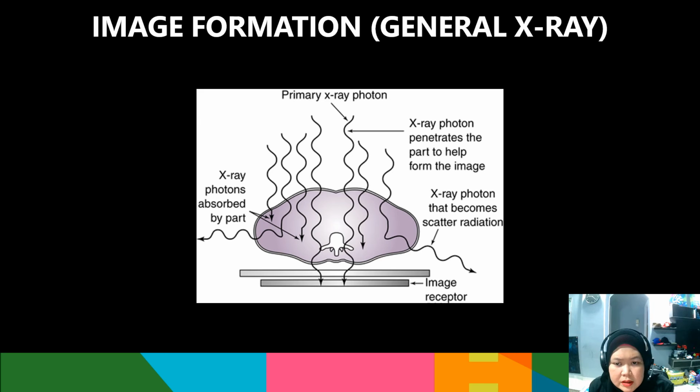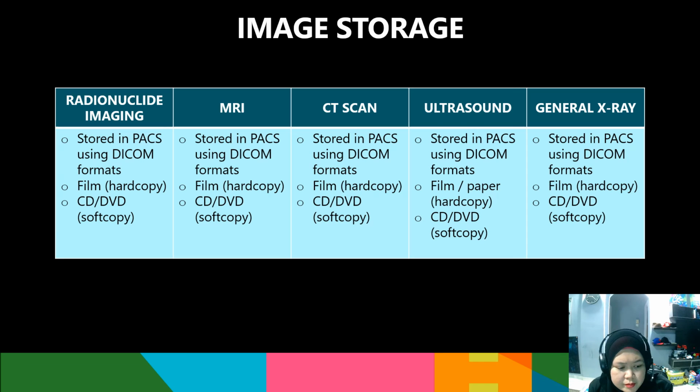For the general X-ray, the process of image formation is a result of differential absorption of the X-ray beam as it interacts with the anatomic tissue. The differential absorption is a process whereby some of the X-ray beam is absorbed in the tissue and some passes through the anatomic part.